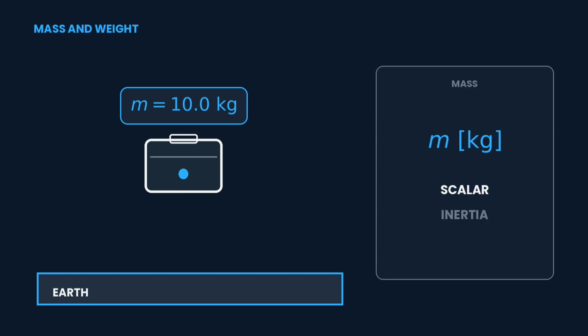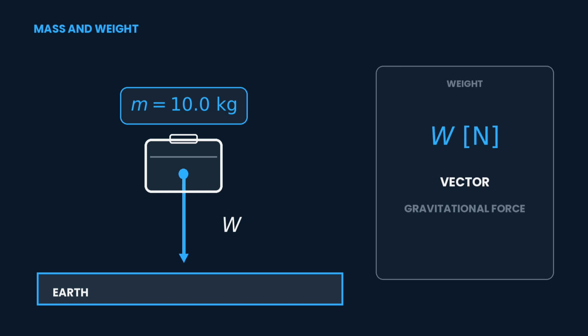Mass is a scalar quantity measured in kilograms. It is a measure of inertia, how difficult it is to change an object's velocity. Give this case the same resultant force in either location, and its acceleration is exactly the same, because its mass has not changed. Weight, however, is different.